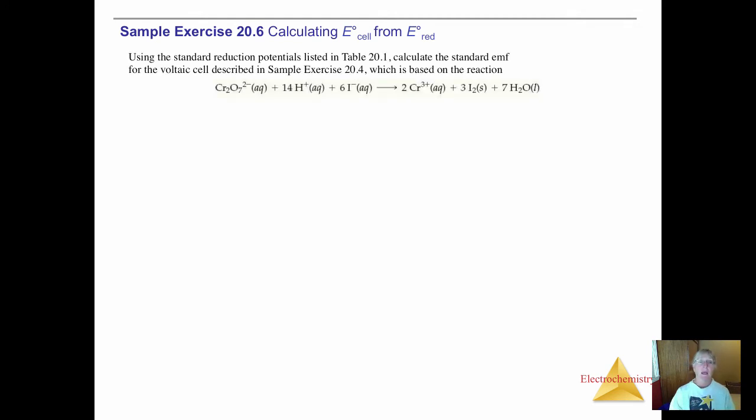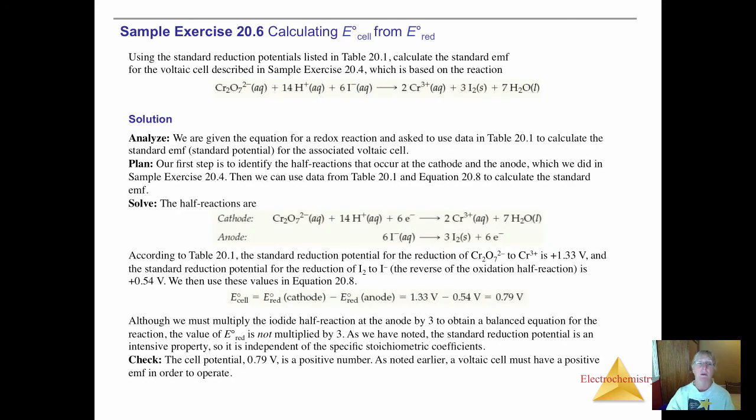Now, in your sample exercises, and they're printed inside your PowerPoint notes, your lecture outline, there are two problems. I'm going to go backwards and do problem number 6 and then problem number 5. If you are given, and this looks scary at first, don't worry about it, it's just the dichromate in an acidic solution. And in a previous problem, in sample exercise 20.4, which you can go look at, some nice people have figured out the two half reactions.